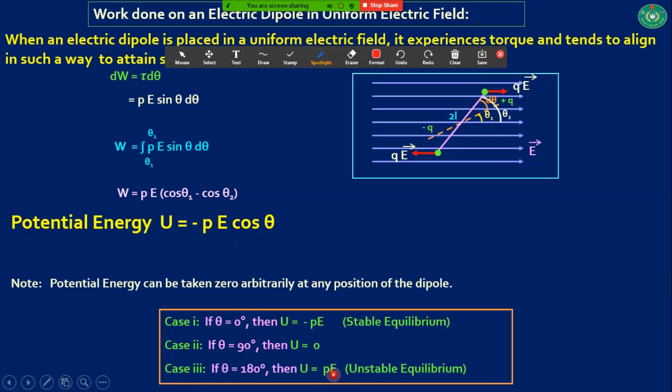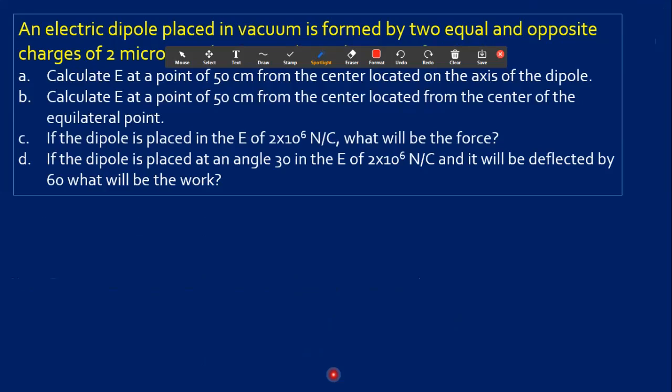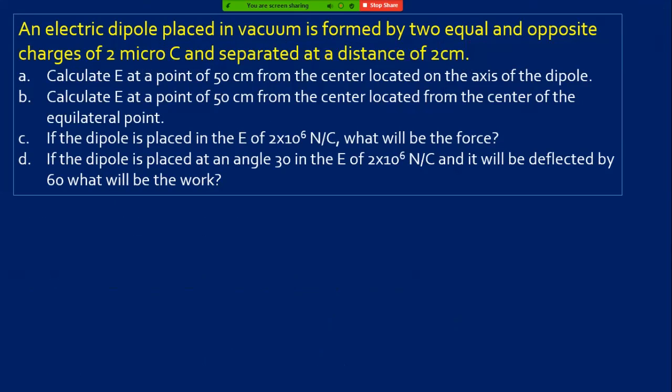Now, my dear boys, I think I have discussed the electric dipole moment elaborately. Now we are going to see some mathematical problems on the basis of electric dipole moment. Let's see. An electric dipole placed in vacuum is formed by two equal and opposite charges of 2 microcoulomb separated at a distance of 2 centimeter. Let's calculate the electric field intensity at a point 50 centimeter from the center, located on the axis of the dipole.